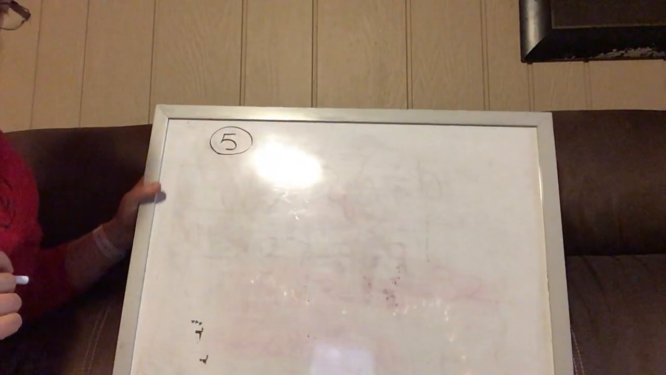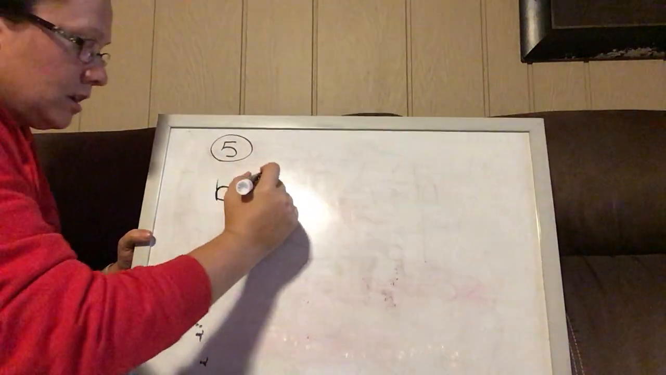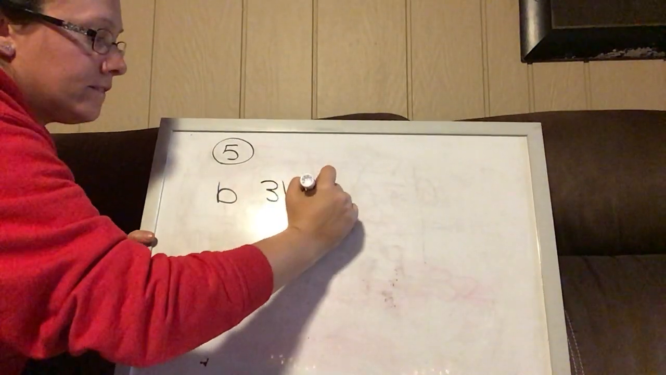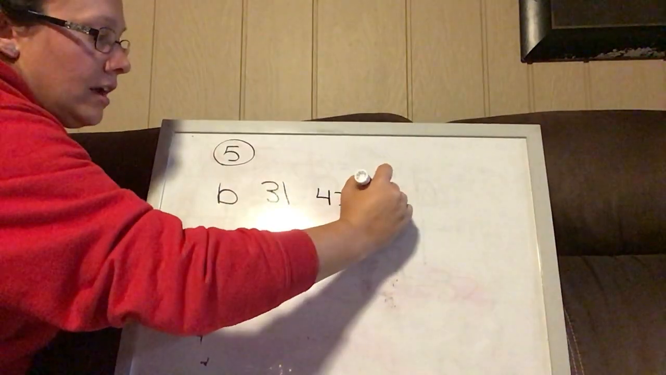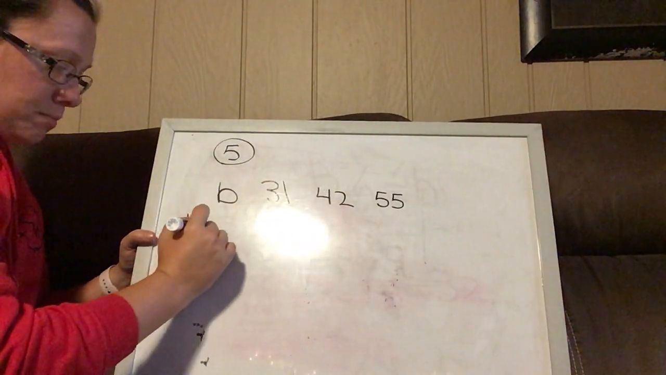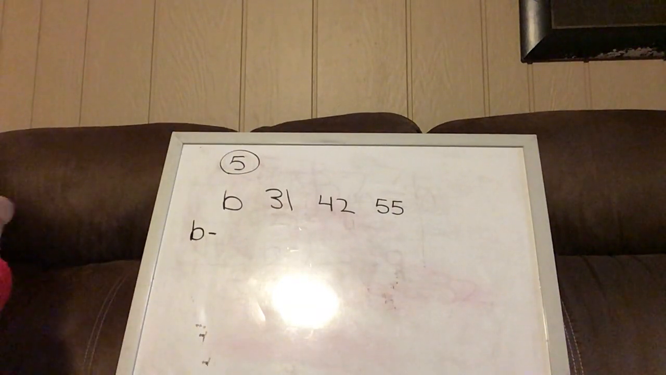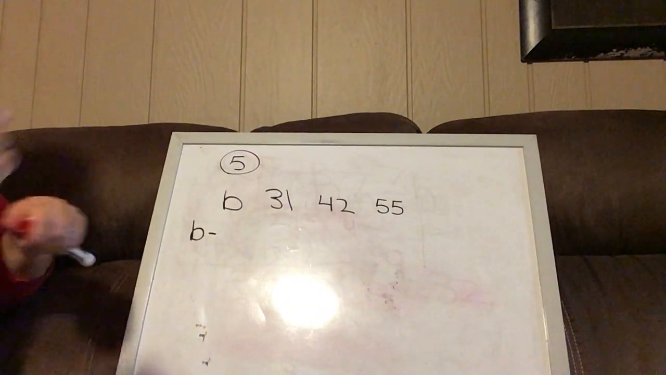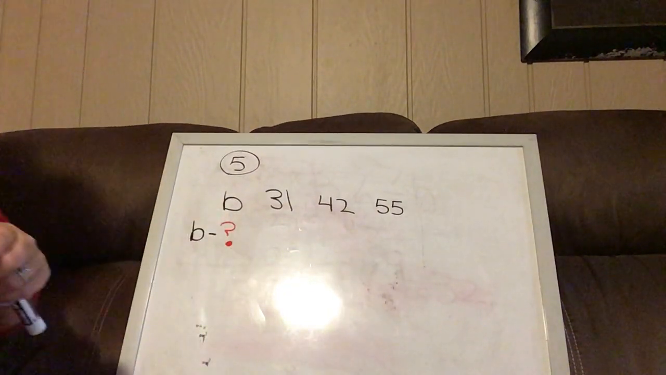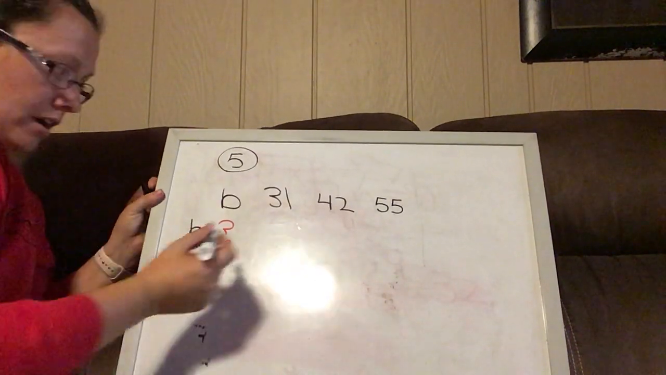Let's do a subtraction one. So let's use B, and we'll say B is 31, 42, and 55. My expression that we're looking at is B minus, I'll use a different color here, B minus what number? That's our mystery, what we're looking for. We need to find that pattern to see what is that missing number.